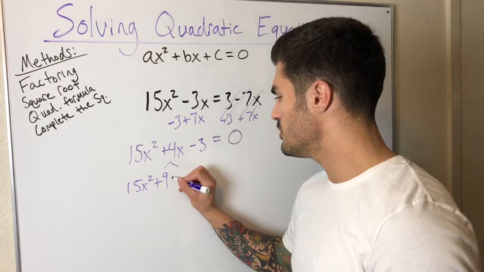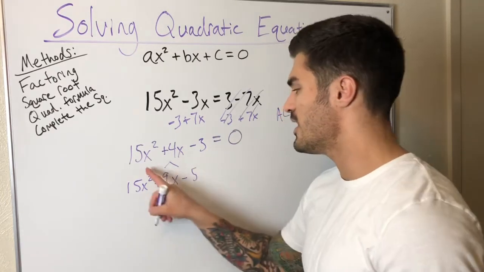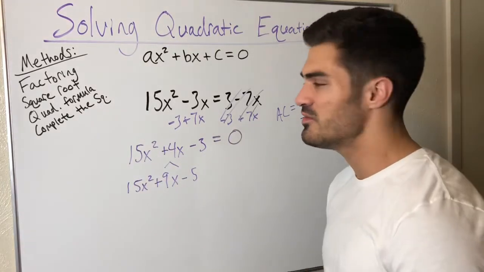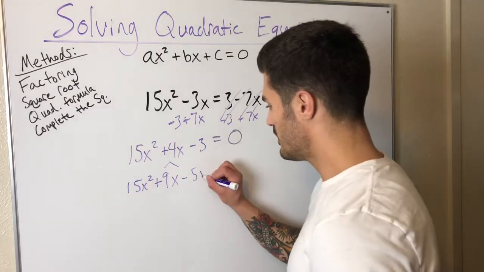And if you have no idea what I'm doing, click up here. There's a video. I'm using the AC method to factor a trinomial where a is not equal to 1. You can use another method, box method, X method. Even the guess and check would work. It would just take a while. But this is the method I choose to use.